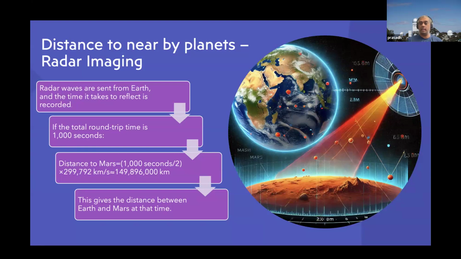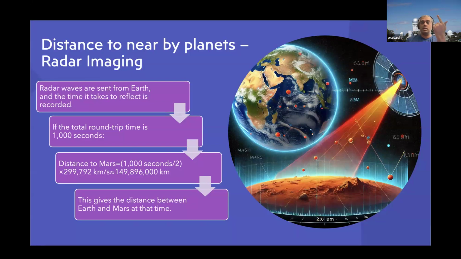Now, if we can find the total trip time, that means how long it takes to reach the surface of Mars and come back for that particular radar signal. For Mars, it's actually roughly 1,000 seconds. And you know the speed of the radar, right? The speed of the radar is that of an electromagnetic wave, so it should be the speed of light. So the radar will basically move at the speed of light, hit the Mars surface, and come back to you.